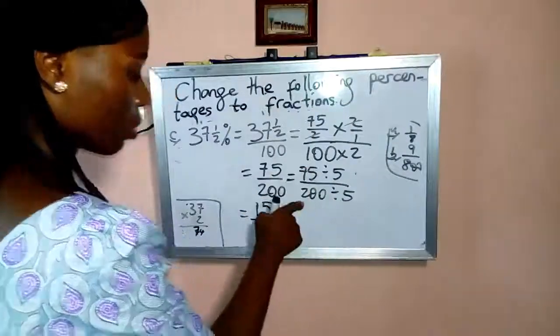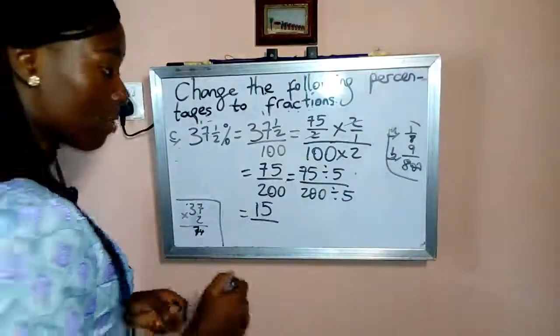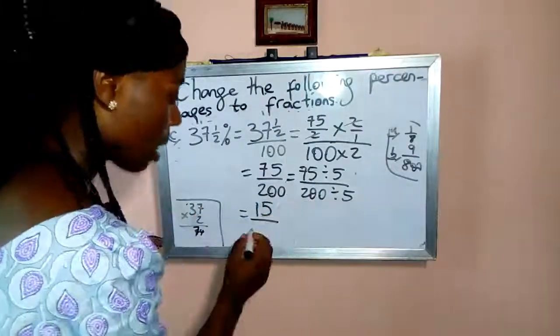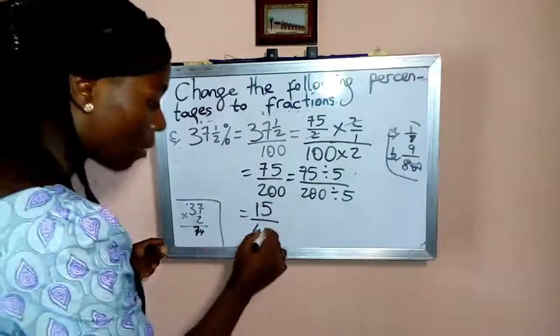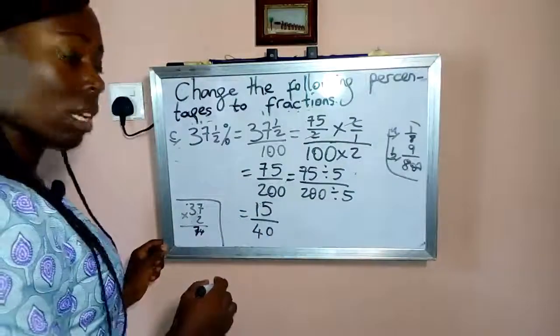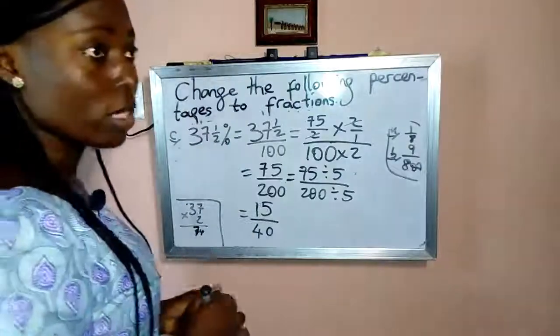Now 5 into 2 cannot, because 2 is smaller than 5. But 5 into 20, I'll have 4. Now 5 into 0, I have 0. That gives us 15 over 40.